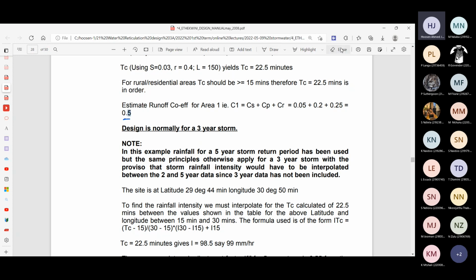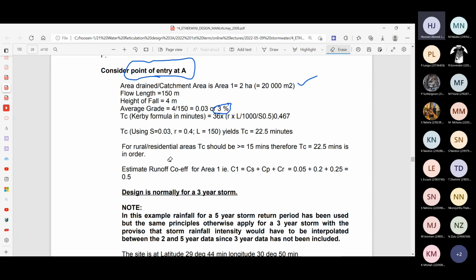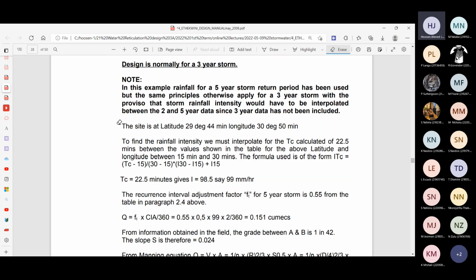So we now need to concentrate our efforts on determining the intensity of the rainfall that we need for the rational method. Now, this is the note I mentioned about the 1 in 3 year storm, but everything here is done for the 1 in 5 years return period. So that's why that particular 0.55 was used for the return period, the value over there. Right, and I mentioned too that for 3 year you can interpolate between those values.